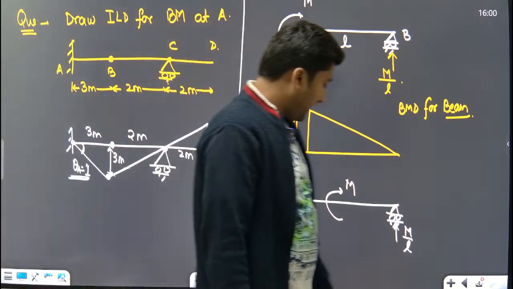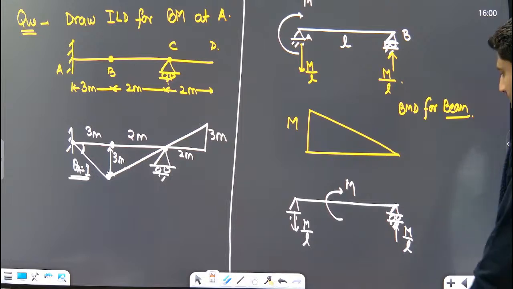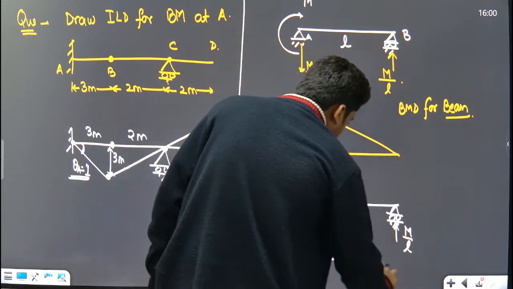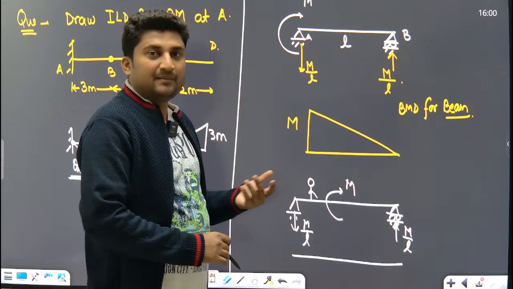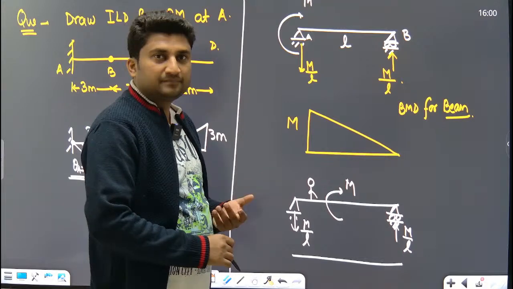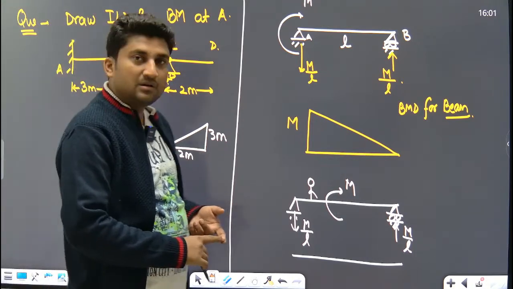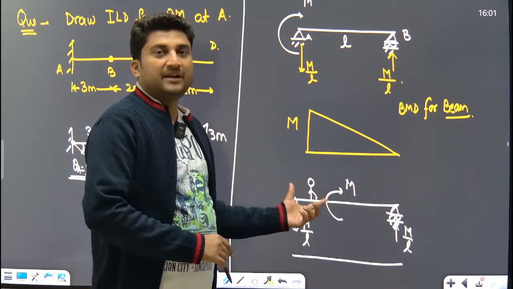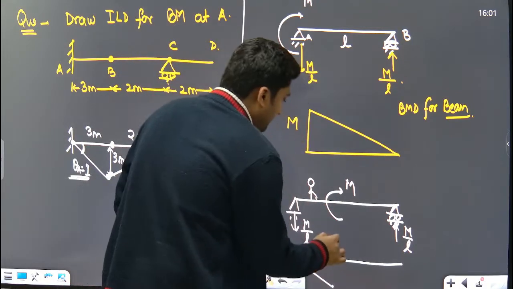Yes or no? Now, if I need to draw the bending moment diagram, the bending moment diagram will look like this. Look, we need to draw the moment. What is the bending moment? This is L by 2. M by L into L by 2, that is M by 2. This will be negative. Hogging bending moment M by 2.